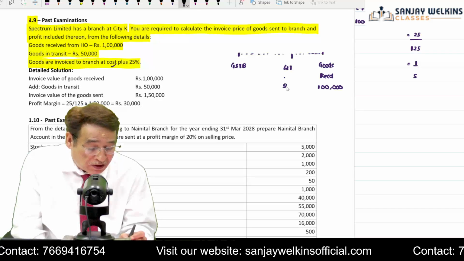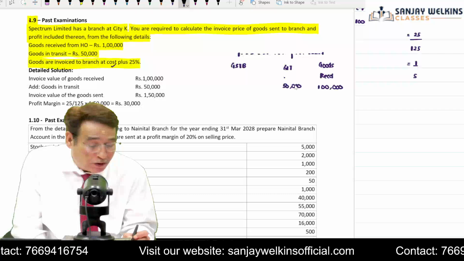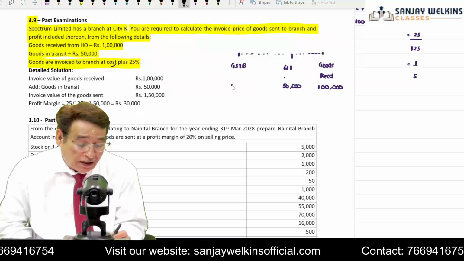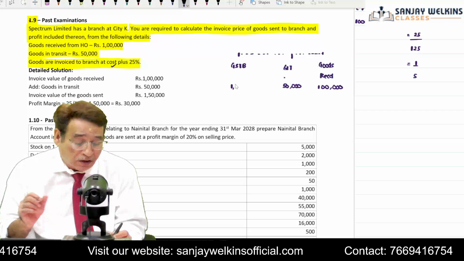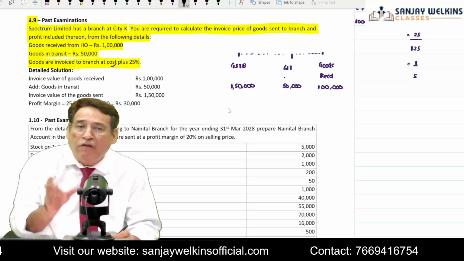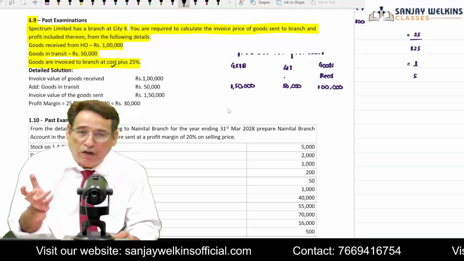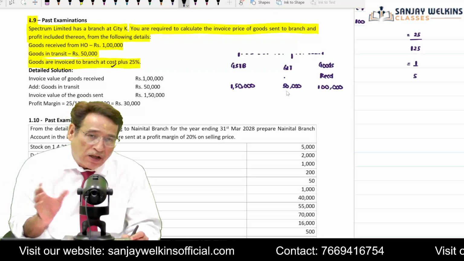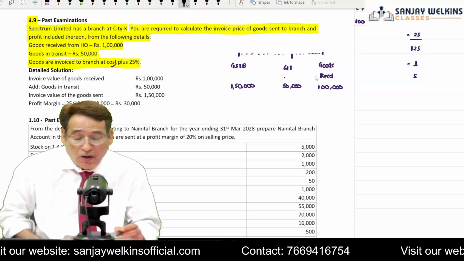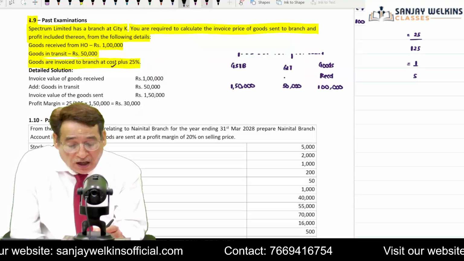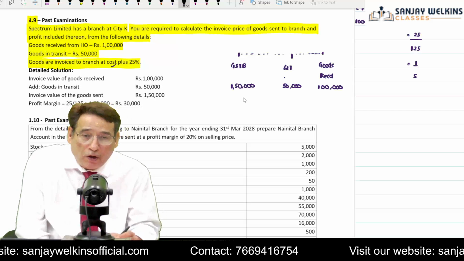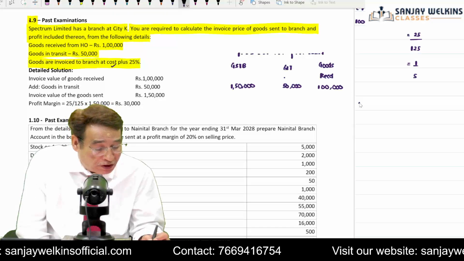If branch has received 1 lakh worth of goods and 50,000 are still in transit, quite obviously head office must have sent 1,50,000 worth of goods. Head office must have sent 1,50,000 worth of goods, and 50,000 are still in transit. That is why branch has received 1 lakh worth of goods. So we may say, in order to answer this particular question, because the question is simply asking us to compute the amount of goods sent to branch, you will solve it this way.